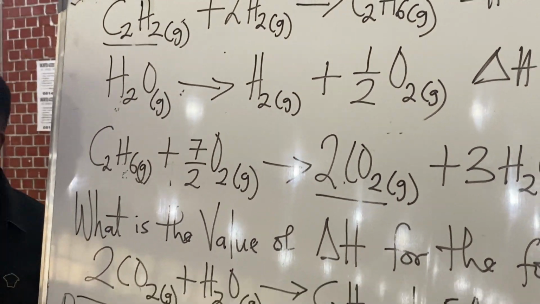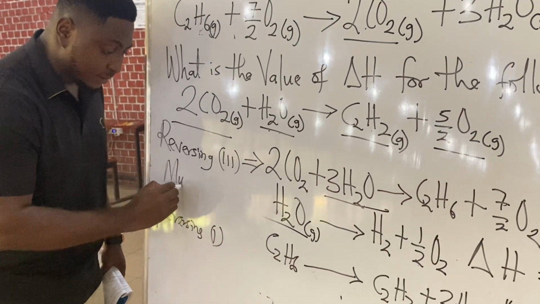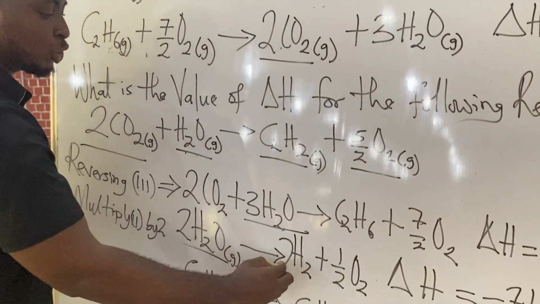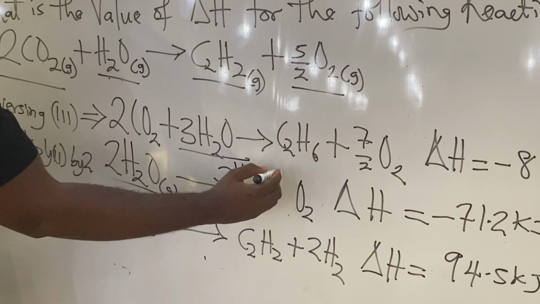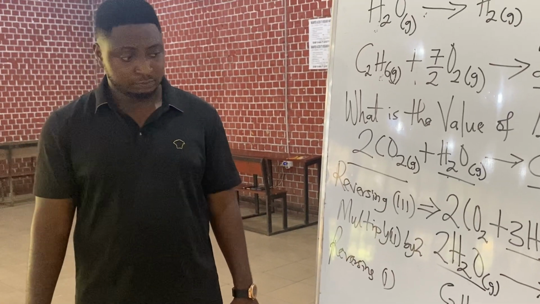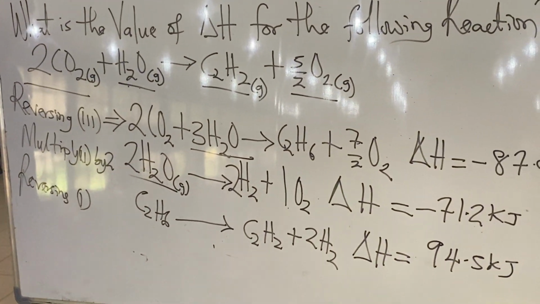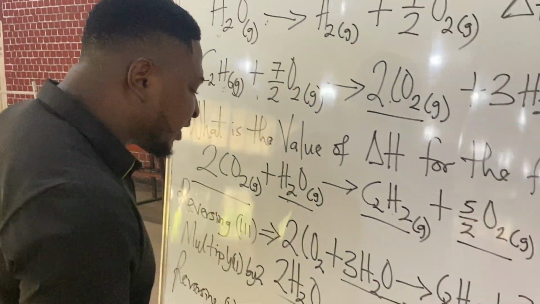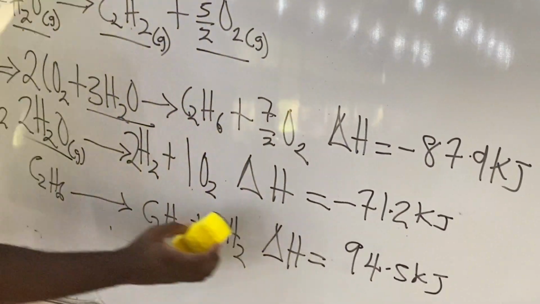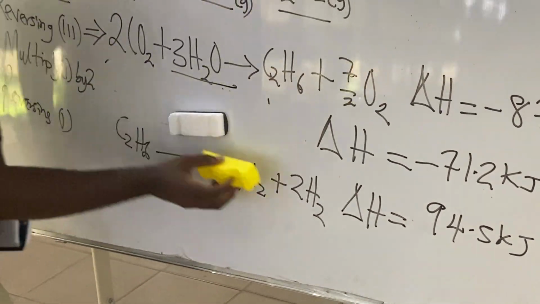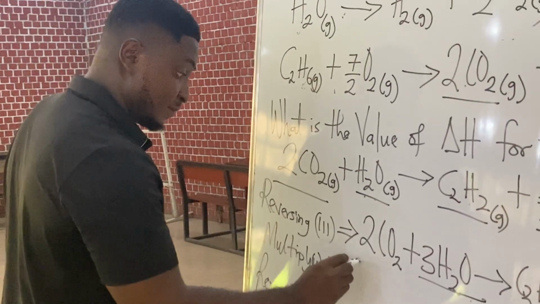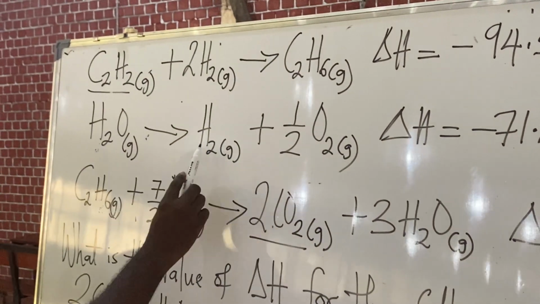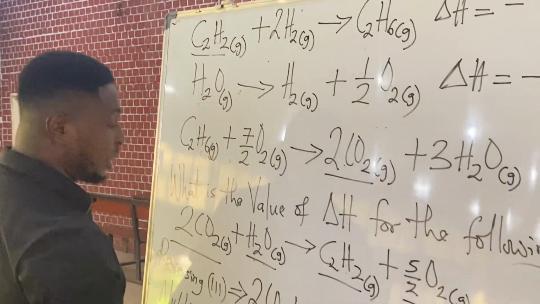Why are we multiplying equation 2 by 2? Let me show you my reason. If I multiply equation 2 by 2, I will have 2H2O plus 2H2, and 2 times 1/2 will give me 1. I won't just multiply by 2, I will also reverse. Multiplying equation 2 by 2 and reversing it, I will have O2 plus 2H2, 2 times 1/2 is O2, to give 2 times H2O.